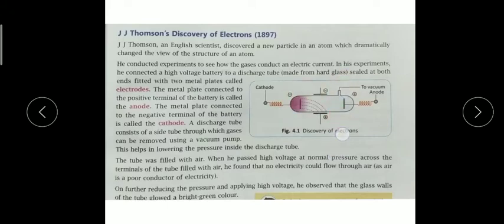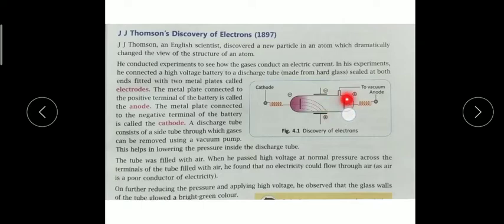So from this experiment he concluded that these rays are negatively charged, because opposite charges attract each other, and like charges, same charges, repel each other. So the negative rays are moving towards the positive only. So he concluded that these rays are negatively charged because they are moving towards the positive electric field.